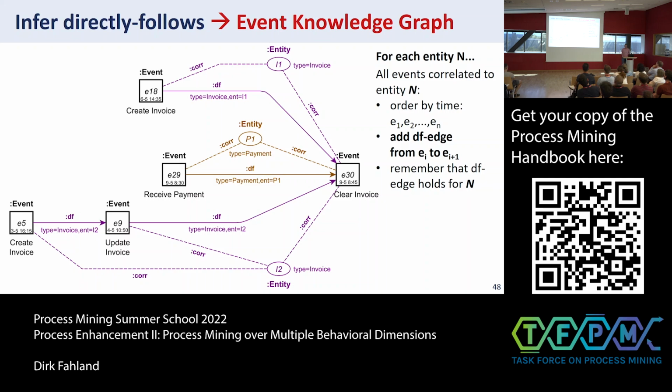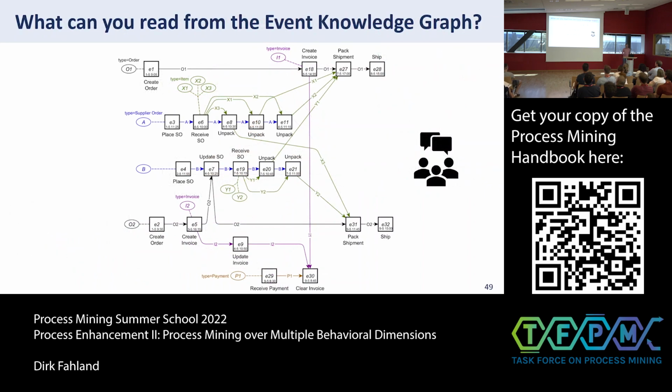It's very simple principles. Create event nodes, entity nodes, correlation edges, order the events correlated to one entity node by time, add the directly follows edges, and you get these paths, these super nice paths, which are local traces from the perspective of each entity. If I do this for my full event data, this is what I get. That's my event knowledge graph. So now I'm not separating the behavior anymore into separate executions. I'm seeing how the different entities relate and interconnect.